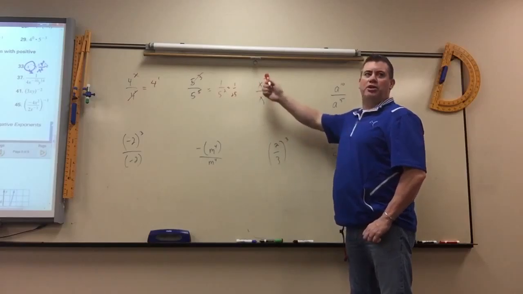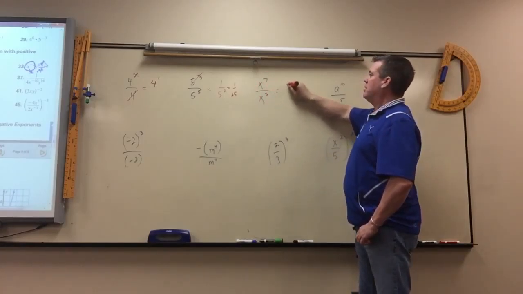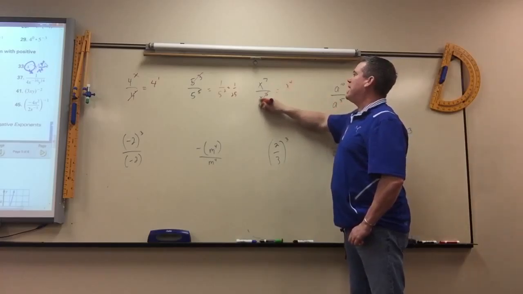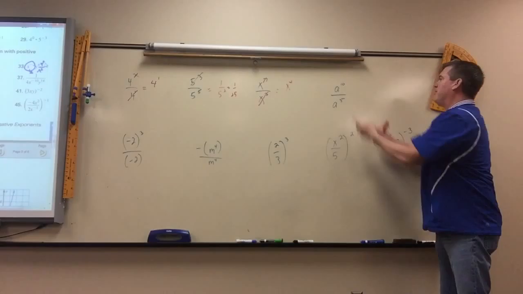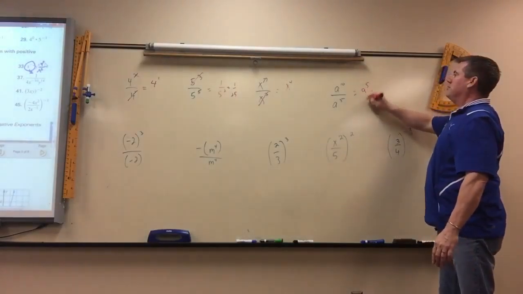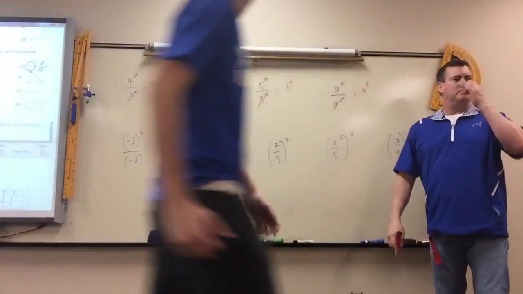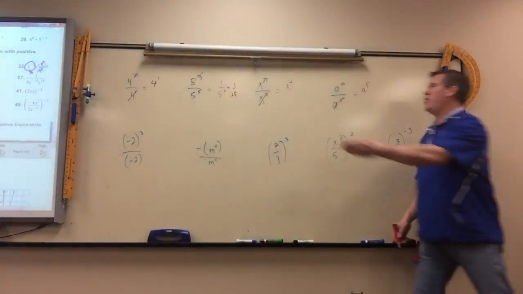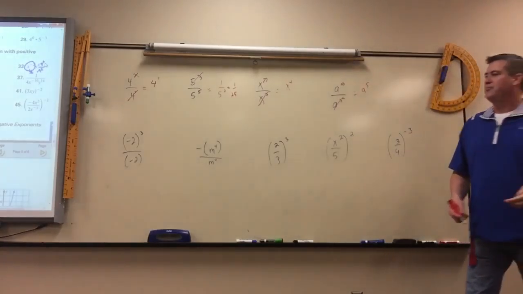So here, when you cancel, I've got more x's on top. How many more? 4. These 3 would cancel off with 3 of them, leaving you with 4. Here, I've got 5 more a's on top. These 5 would cancel with 5 there. So if you have more on the bottom, then it's on the bottom and it's over 1. If there's more on top, it stays on top.